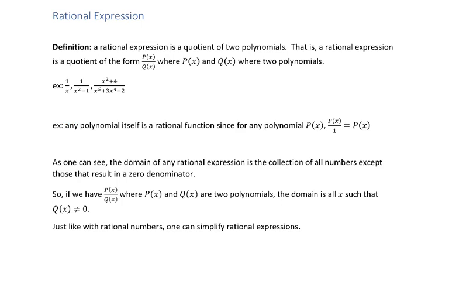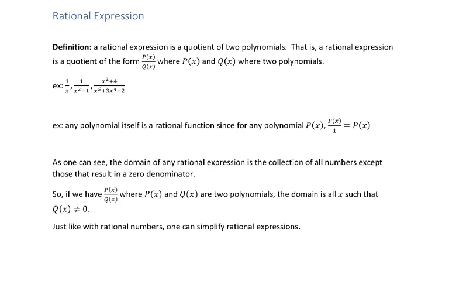You have 1 over x. We have 1 over x squared minus 1. You have x squared plus 4 over x to the 5th plus 3x to the 4th minus 2. These are all examples of rational expressions. You might have seen these already in the course, and if you didn't, that's okay also.